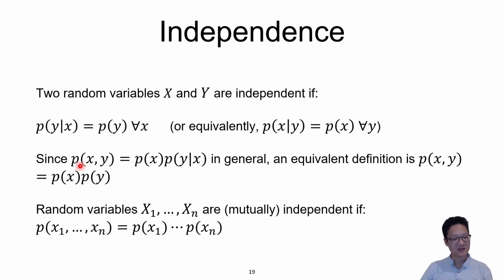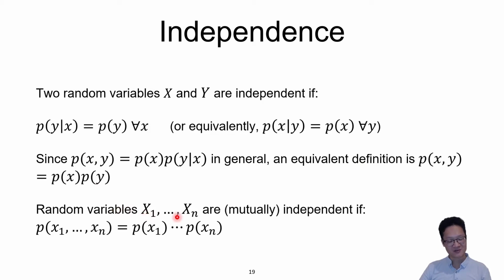From the chain rule, we know that normally p of xy equals p of x times p of y given x. But because now p of y given x is just p of y, we can just multiply the marginal distributions to get the joint distribution. P of xy equals p of x times p of y. So this will be an equivalent definition.